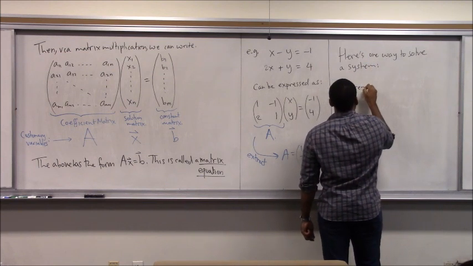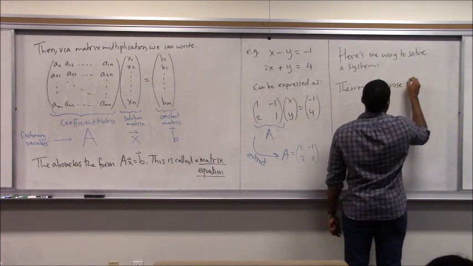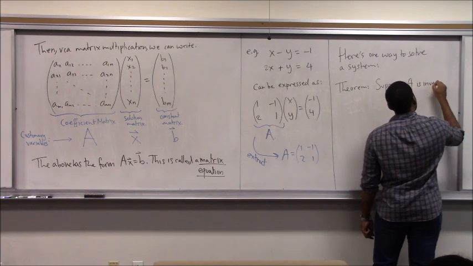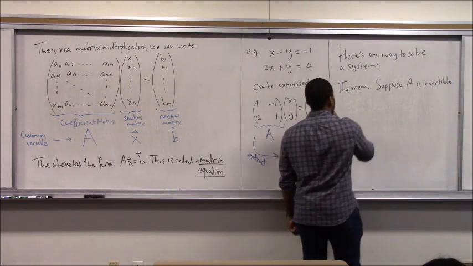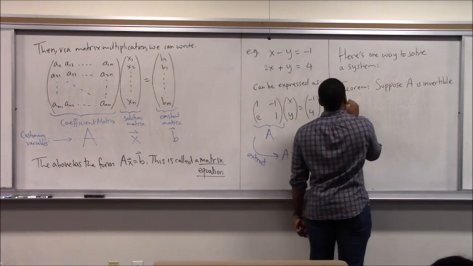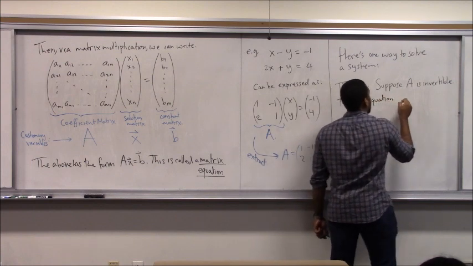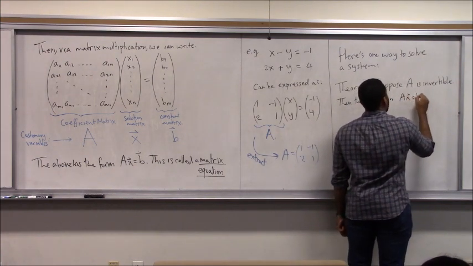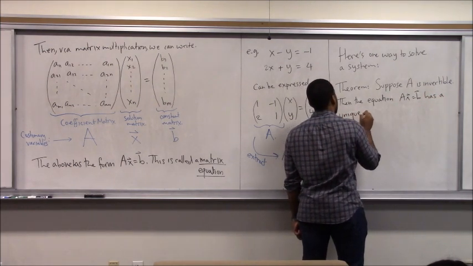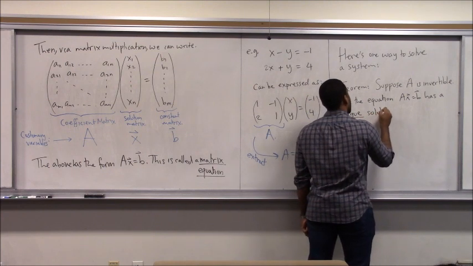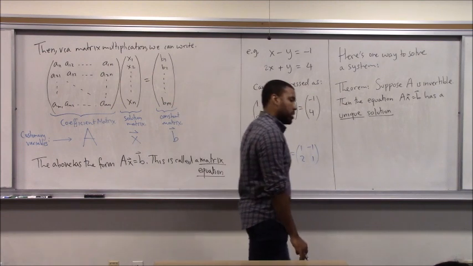There's a theorem that says the following. Suppose A is invertible. That means I can find its inverse. Then the equation AX equals B has a unique solution. It means there's only one set of numbers for X and Y that I will plug in and will work in this equation.